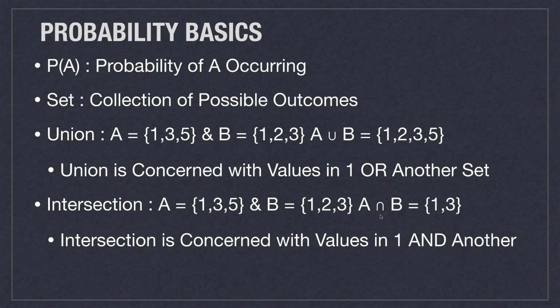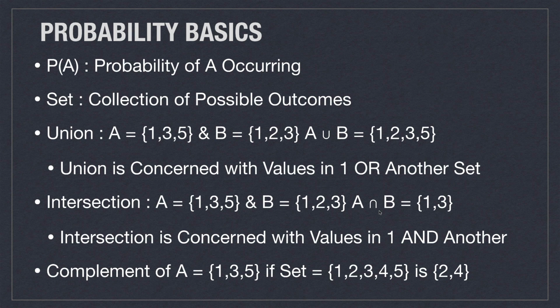An intersection, which is like the union symbol flipped upside down, whenever it is used with 2 sets, will contain only values in both sets. And like the union, the intersection is going to act like an AND condition. So you can think of the intersection symbol as the word AND, meaning that the values are in both sets. And then finally, if you have A with the values 1, 3, and 5, and a set with all values from 1 through 5, the complement of A would be 2 and 4, because those are the values that are not in set A.